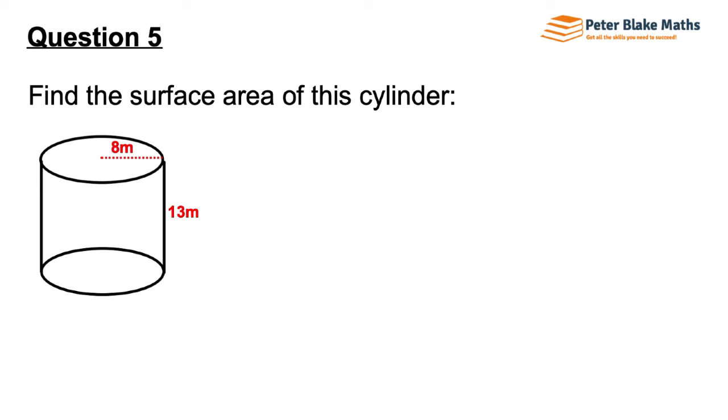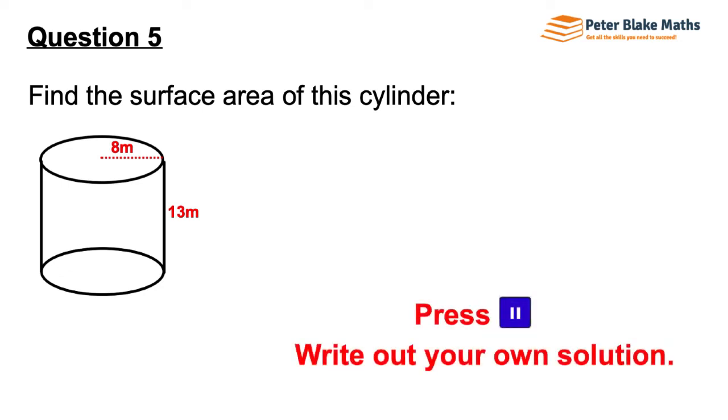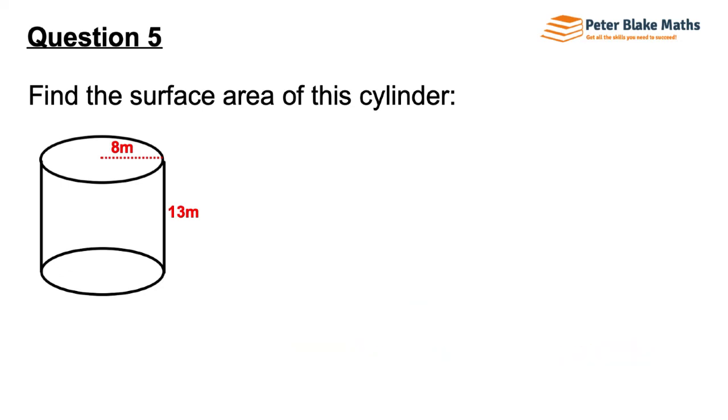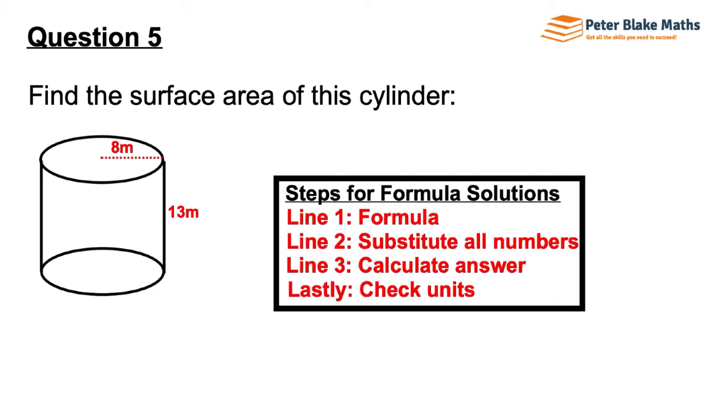Question 5. Find the surface area of this cylinder. We've got a height of 13 meters and it looks like a radius of 8 meters. This is a formula question, so we'll look to write our formula out on the top line. Underneath that, on the second line, we'll substitute all the numbers in from the question, then calculate our answer from that, and double check our units to make sure we're using the appropriate units in our final answer.